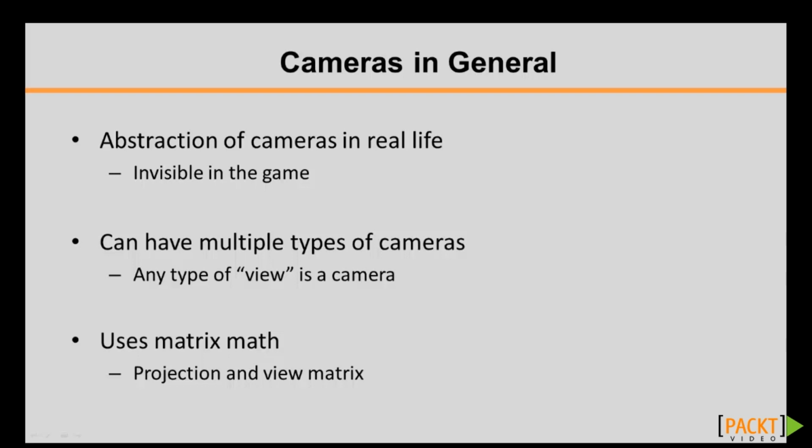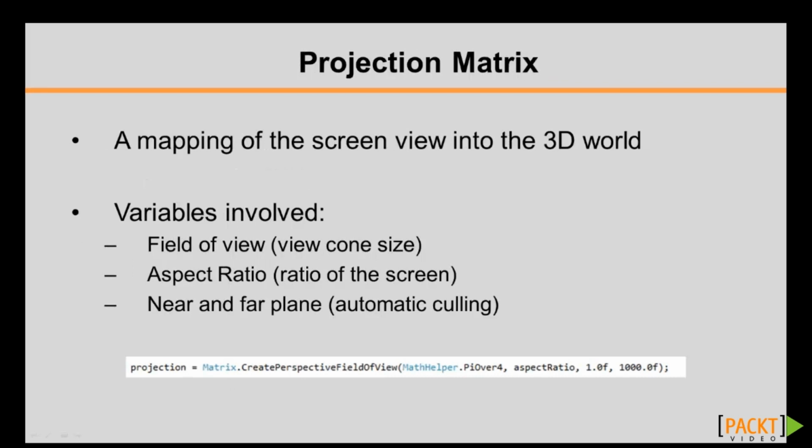But the most important thing to remember is that cameras are made up of pure data, which come in the form of two matrices, the projection matrix and the view matrix. The projection matrix is simply a way to map all of the pixels on the screen to the simulated 3D world. In XNA, we can create this by using the CreatePerspectiveFieldOfView function and pass in the field of view, the aspect ratio, and the near and far planes.